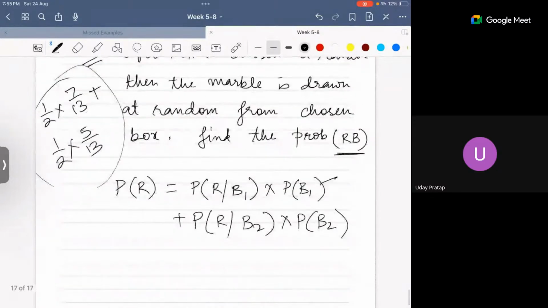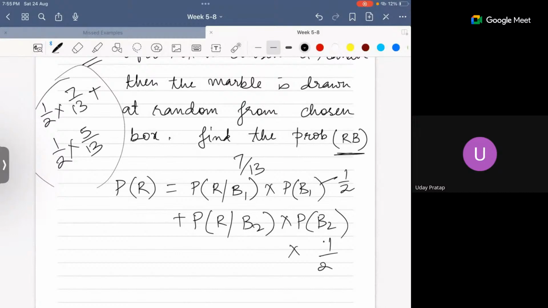And this is what we have calculated from here also. Probability of getting B1 is what? Half. Probability of getting a red ball in B1 is what? 7 by 13. Probability of getting B2 is what? Half. And probability of getting a red ball in B2 is what? 5 by 13. Correct. This is what we have calculated. So law of total probability is simple, right? You can calculate it.